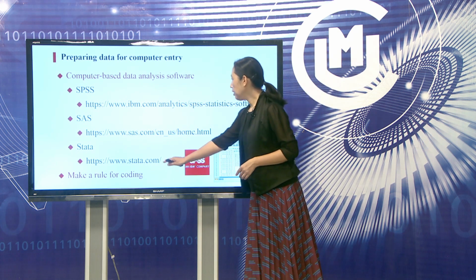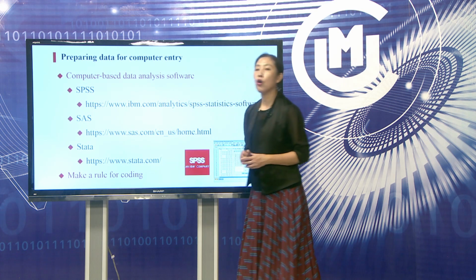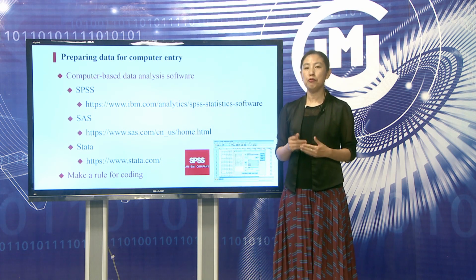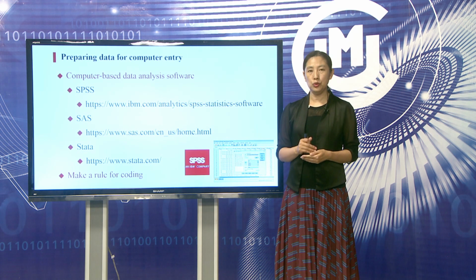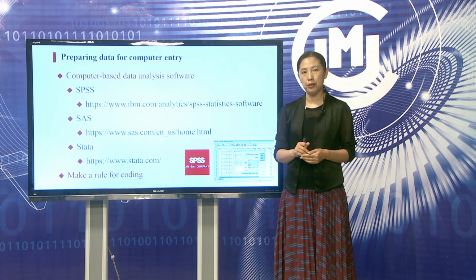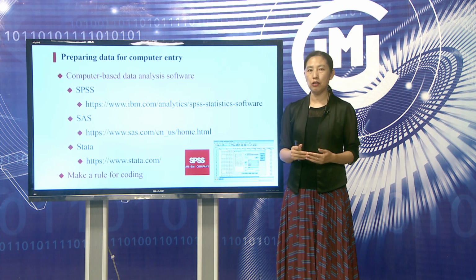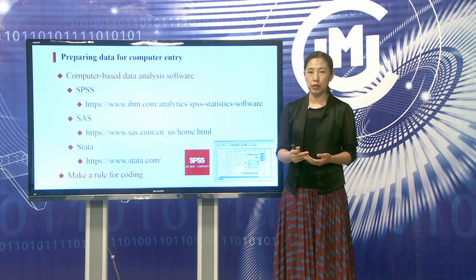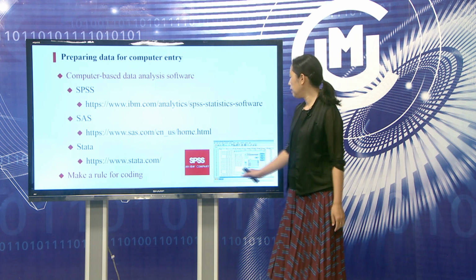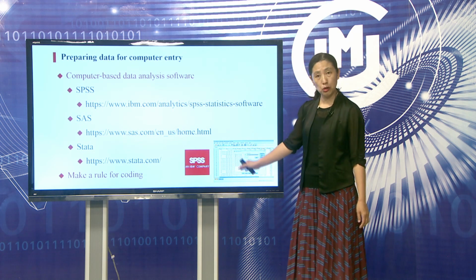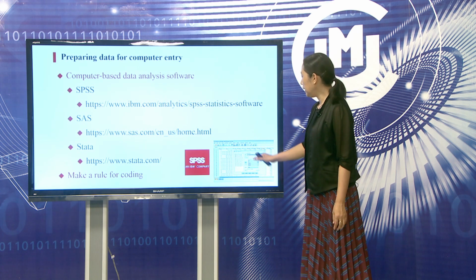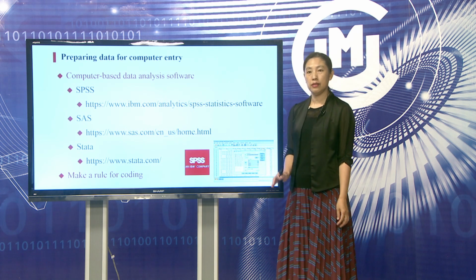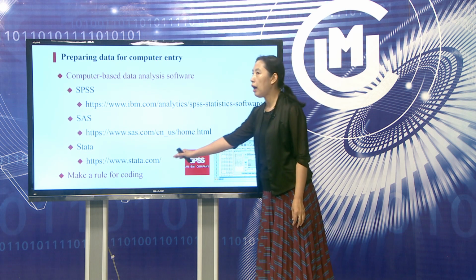Then you need to make a rule for coding. That means before you enter the data, you design a coding book. You have a rule for each form, for each question, and how you code that question. Because when you enter the data into this kind of software, you need to enter numbers. That's why you need to have a coding book.